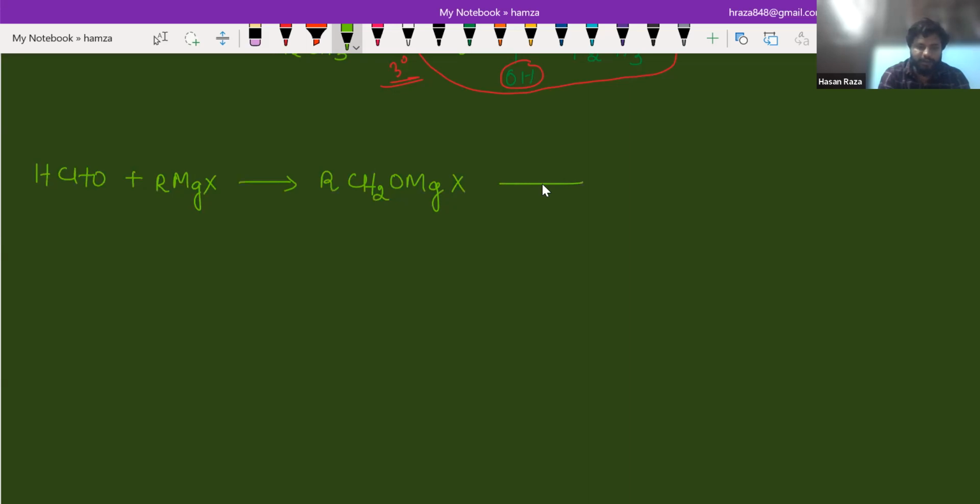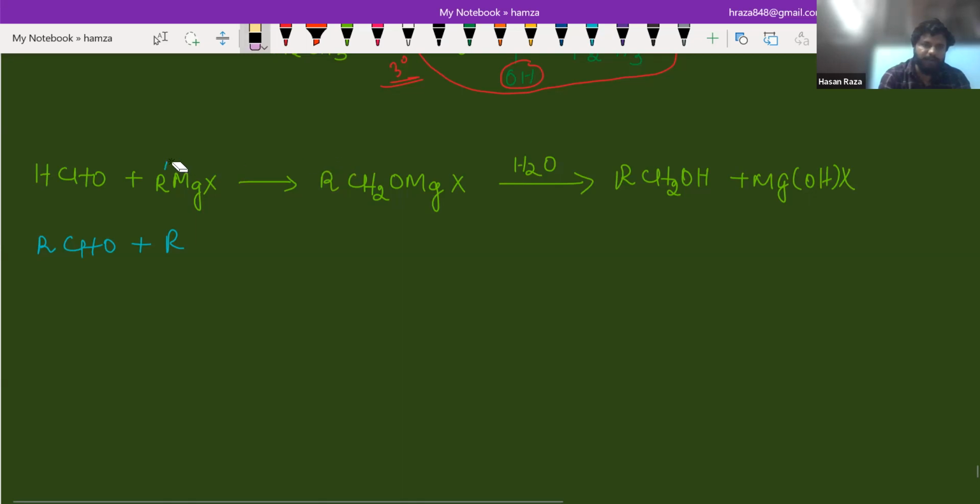And then after hydrolyzing it, you will get RCH2OH along with the byproduct, that is MgOHX. And if you are going to use any other aldehyde other than methanal, then I'm going to write R dash. RCH2 R dash it will be. Okay, R dash MgX. With an aldehyde other than methanal, you will get a secondary alcohol.